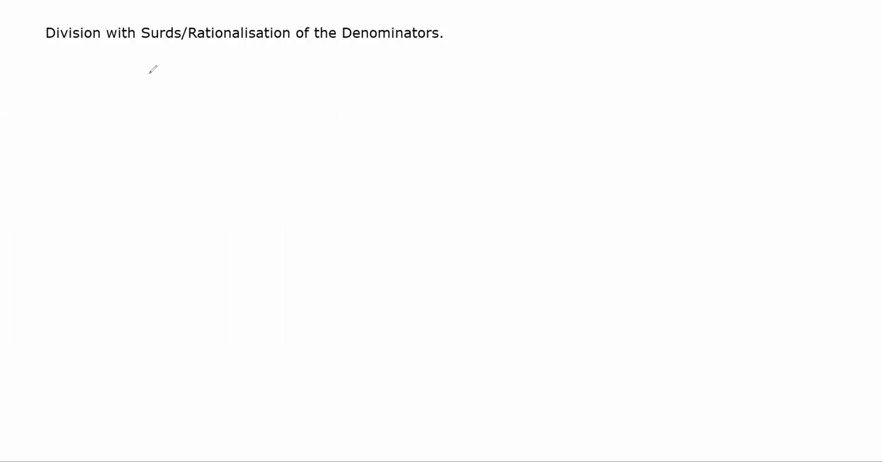We have so far discussed how to simplify surds, like if you have under root 8, you must be able to write it as 2 under root 2, or if you have, let's say, square root of 45, you can write it as 3 under root 5. And then we have seen how to add, subtract, or multiply the surds, okay?